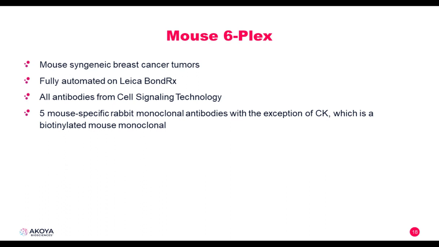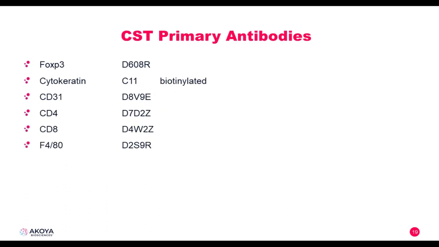Now on to the mouse staining. In our lab, we did a 6-plex stain plus DAPI on mouse tissue, and we used mouse breast cancer tumors. It was fully automated on the Bond using 6 antibodies from Cell Signaling Technology. 5 of the 6 antibodies were rabbit monoclonals, with the exception of 1 cytokeratin, which was a biotinylated mouse monoclonal.